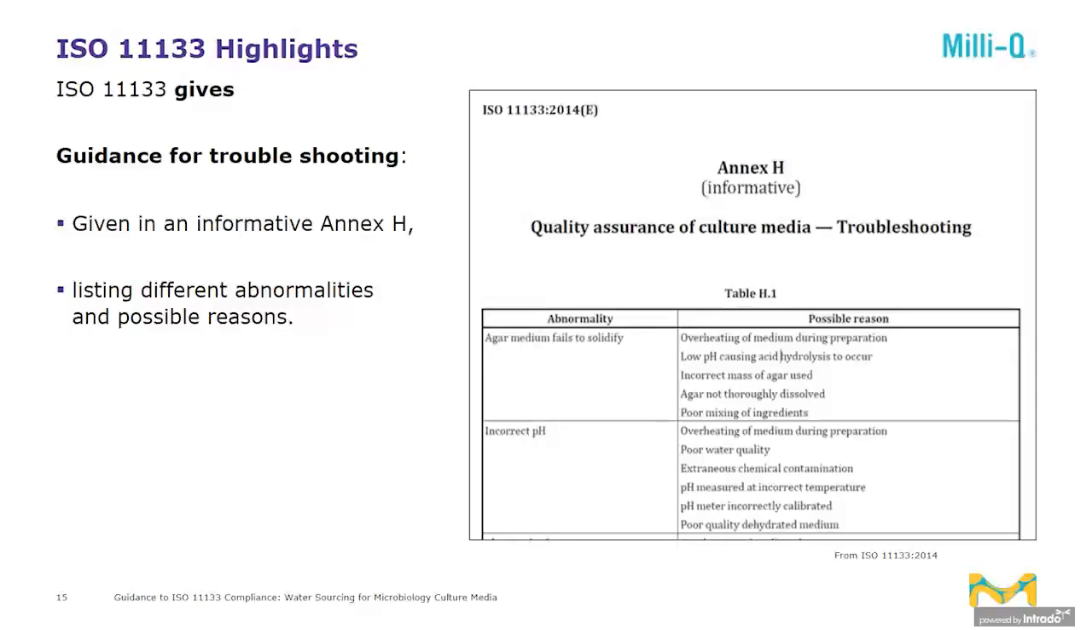For example, an abnormality could be that the agar medium fails to solidify. Then possible reasons could be overheating, a low pH, an incorrect mass of the agar used. It could be also that the agar, which has to be dissolved precisely with a higher temperature, was not well dissolved. Or it could be also the reason of a poor mixing of ingredients.